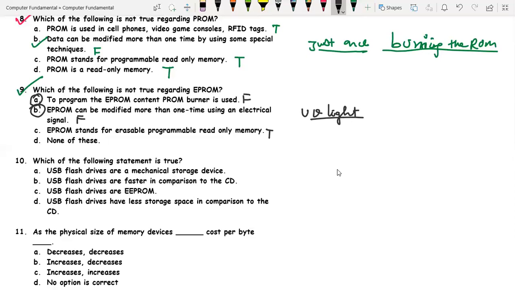Because to program the EPROM content, a PROM burner is not used, and EPROM can be modified more than one time using UV light. In the question, I've just modified this to UV light, and then the correct option is this. So here, A and B are both wrong options. Okay. All right, sir.